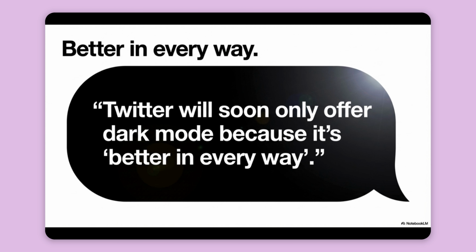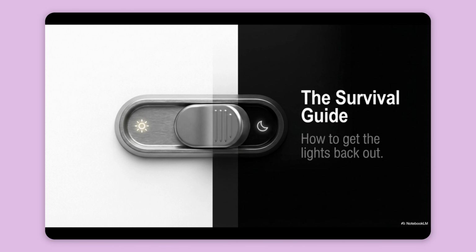This change follows a previous statement from Elon Musk, claiming that X would eventually move to dark mode only because it is better in every way. Ironically, the current update has forced many users back into light mode against their will, leading to accusations that the platform is being made worse intentionally. Since the official settings are gone, the community has had to get creative. If you're tired of the flashbangs, there are three main ways to fight back and get the lights back out.